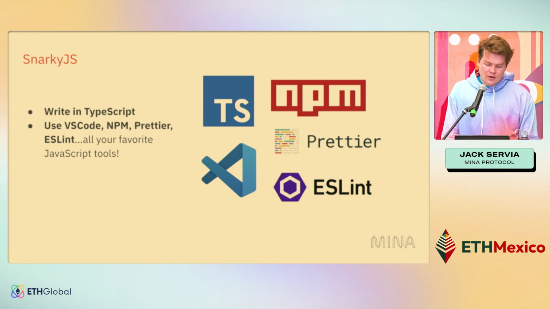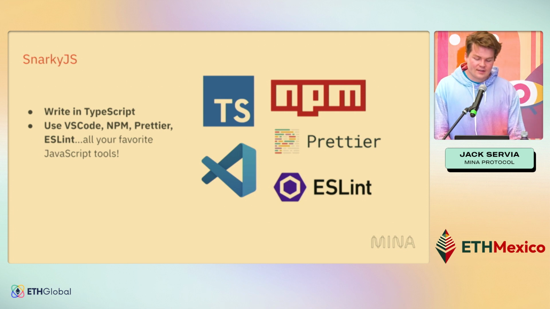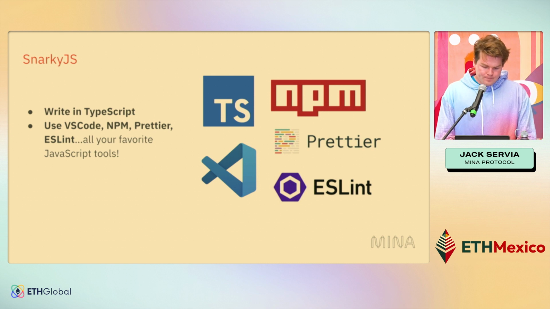You can use VS Code, NPM, Prettier, ESLint, whatever. The VS Code support is great. The IntelliSense really makes it pretty easy to figure out SnarkyJS. Even if you don't ever look at the docs, you can just look at the IntelliSense and get started. But we also have things like NPM and ESLint, and so the idea is just that we have minimal developer tooling. We didn't want to reinvent the wheel. We wanted to let people use the things that they're familiar with and the things that are mature.